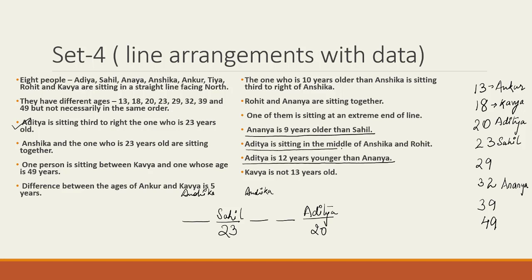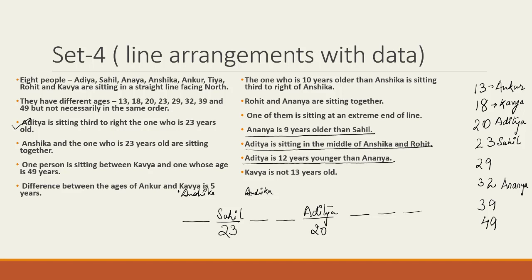Aditya is sitting in the middle of Anshika and Rohit. So if I consider Anshika at this place and Aditya is sitting in middle of Anshika and Rohit, that means I will require 9 persons to make this happen. Whereas in this question, we have been given only 8 persons. So this possibility might not go further.